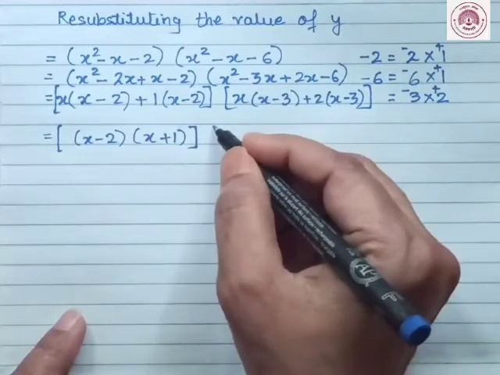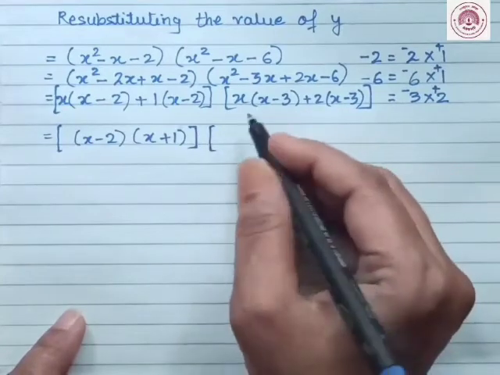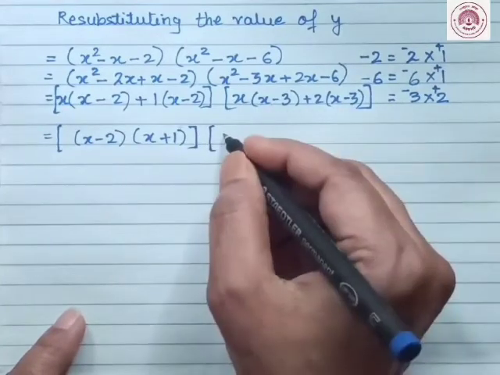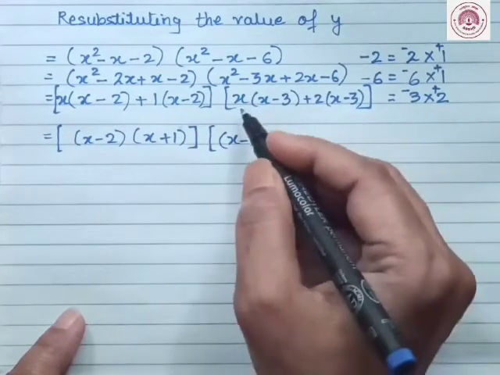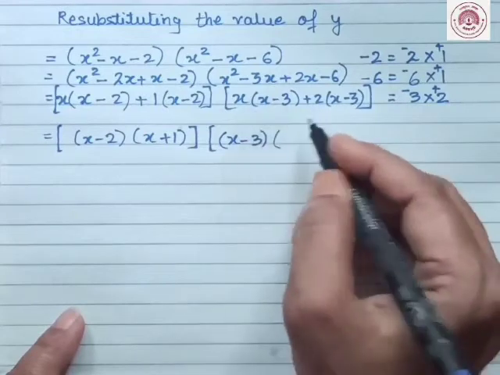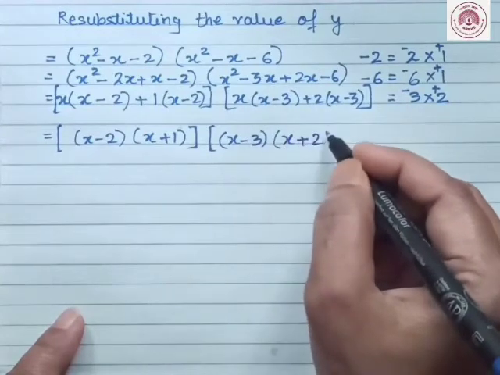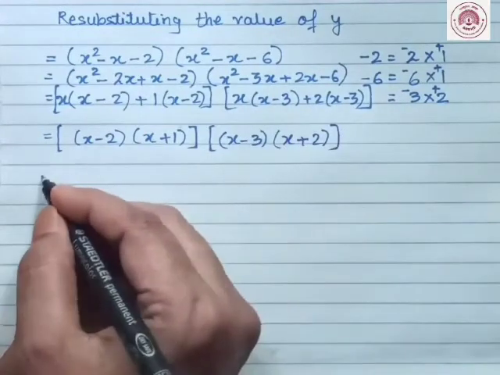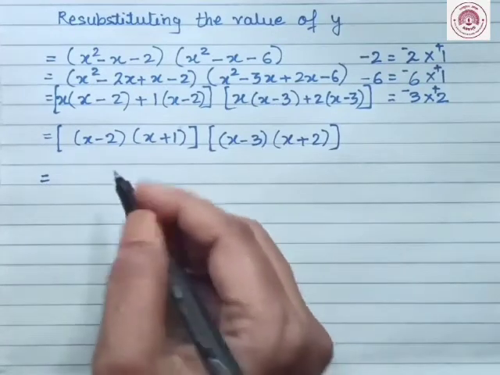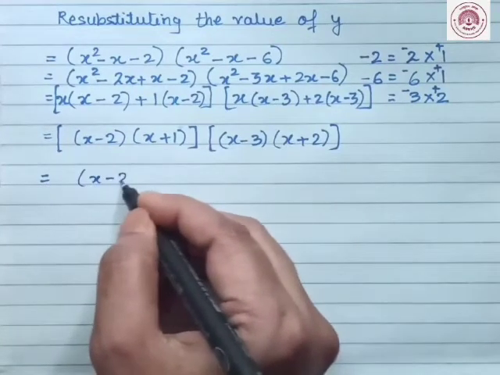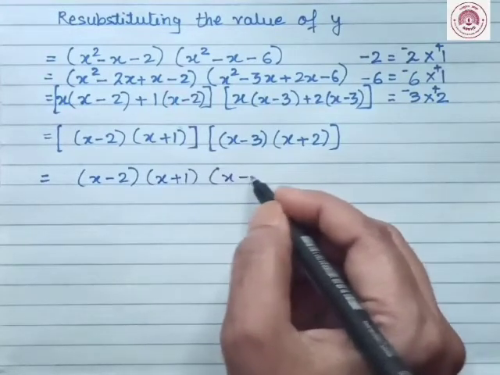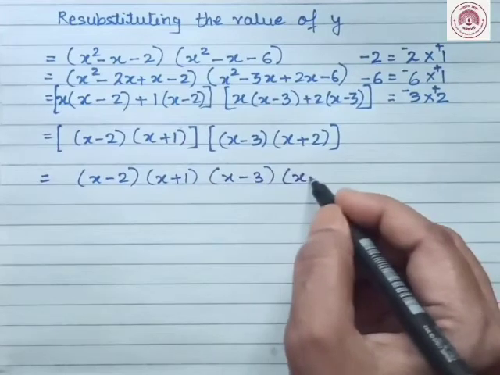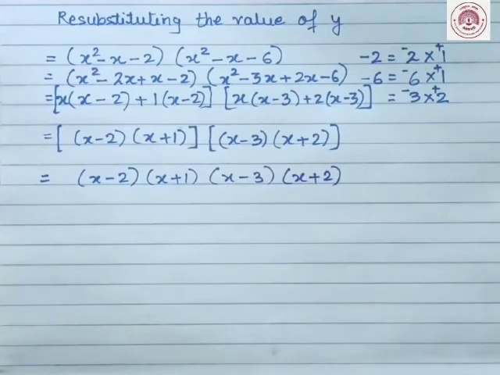Similarly, we'll find out for the second one. In the first pair, x is common; inside the bracket we have x − 3. Here 2 is common, so 2 in bracket x − 3. So x − 3 is common, and we'll write x − 3, then in the second bracket we'll have x + 2. So now the factors are (x − 2), (x + 1), (x − 3) and (x + 2). These are the factors of the given polynomial.